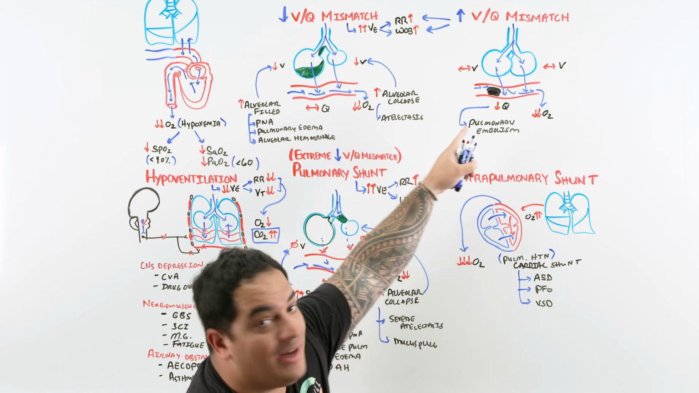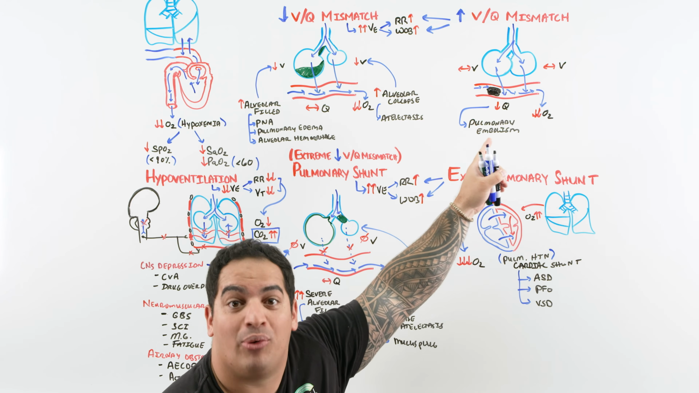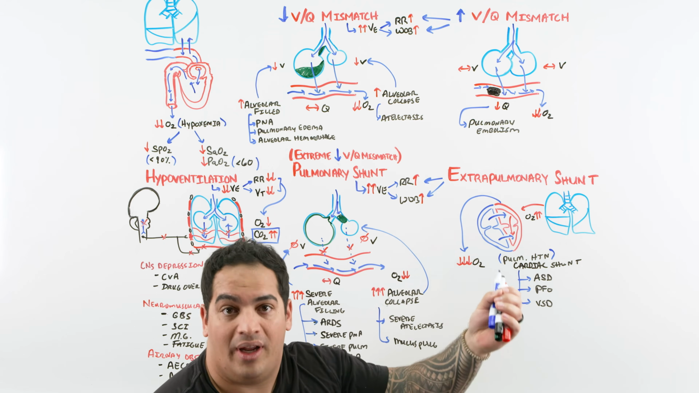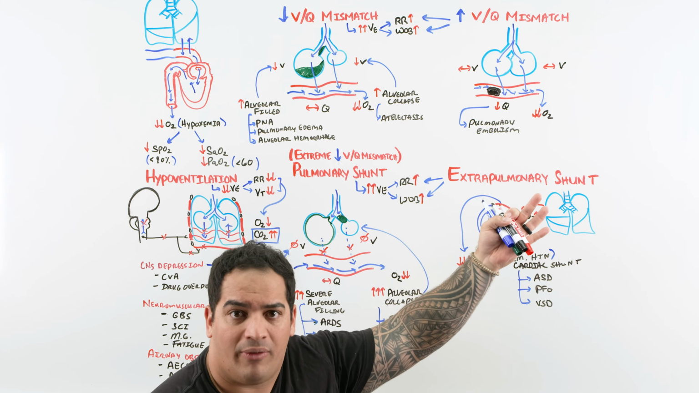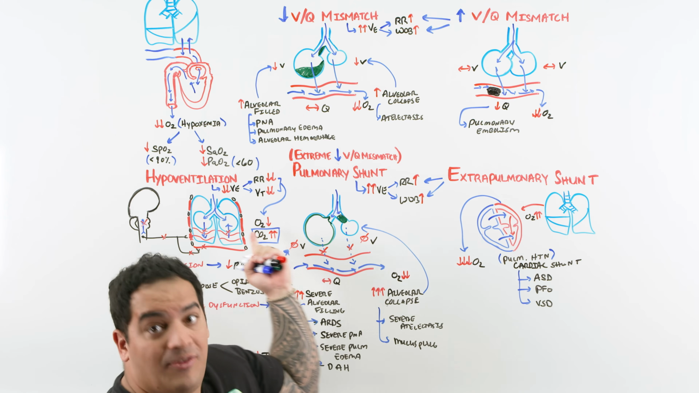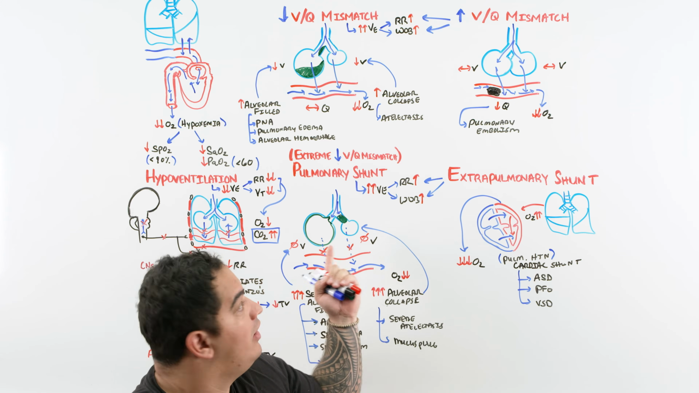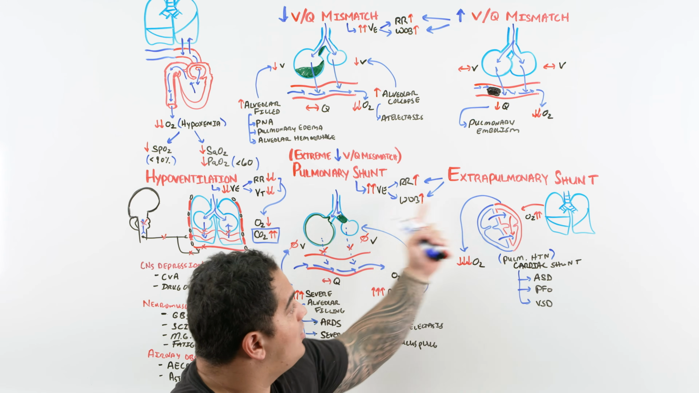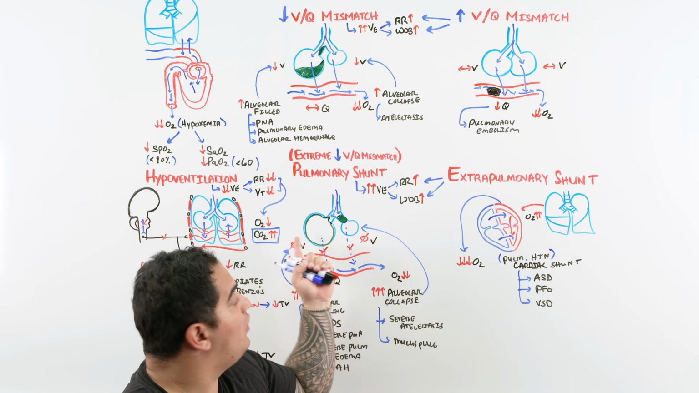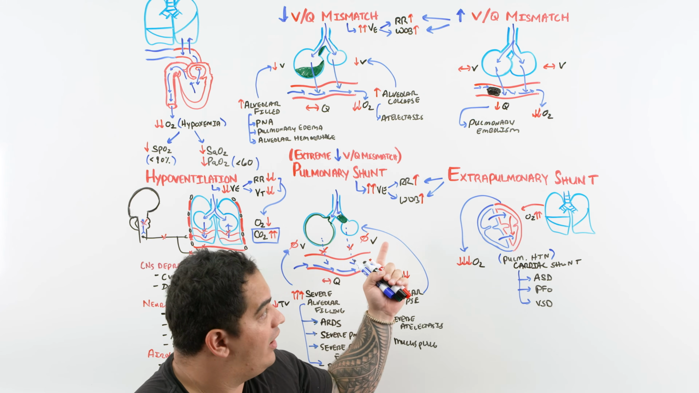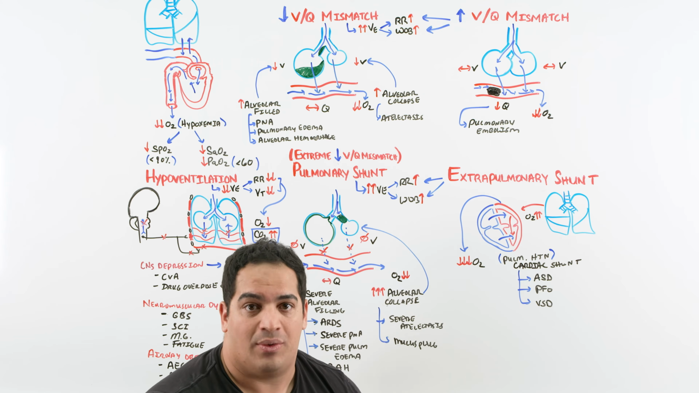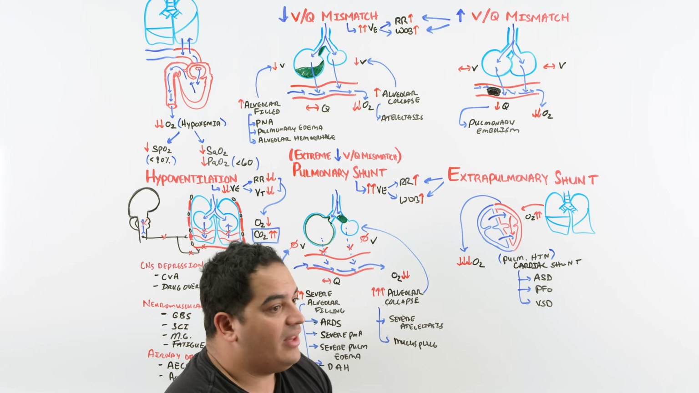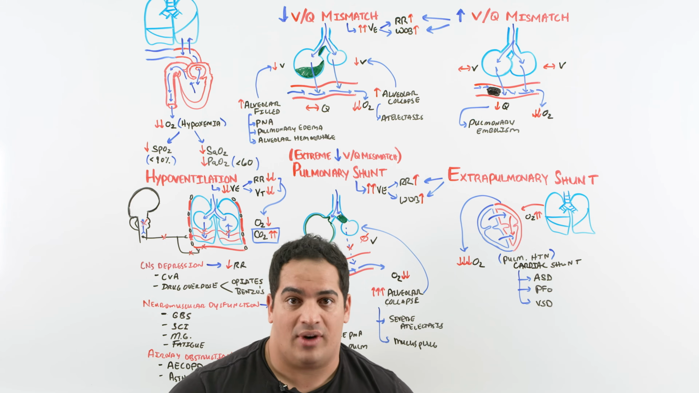So with VQ mismatches, you give them 100% oxygen, they will improve because some of their alveoli are healthy. They're well ventilated, some are well perfused. Hypoventilation, you give them more oxygen, they actually will improve. But with these, you give them oxygen, they have almost no good alveoli or good perfusion here. This is literally not going to change with oxygen. All right, now that we've covered this, let's move into the diagnostic process of respiratory failure.